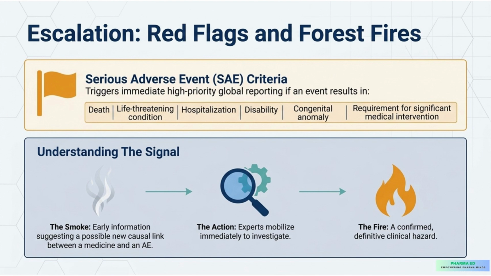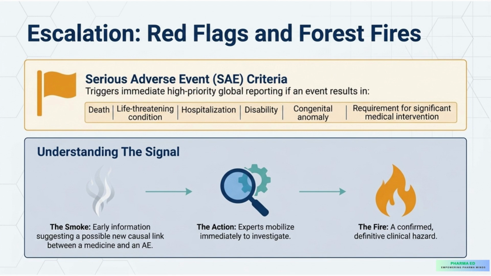Now, if you're sitting in front of me in your Viva, I guarantee I'll ask you the criteria for a serious adverse event, or SAE. These are the absolute red flags, guys. Death, a life-threatening condition, hospitalization, disability, a congenital anomaly, or anything requiring significant medical intervention. If literally any of these happen, it triggers immediate, high-priority regulatory reporting all over the globe because they represent severe, immediate risks to public health.